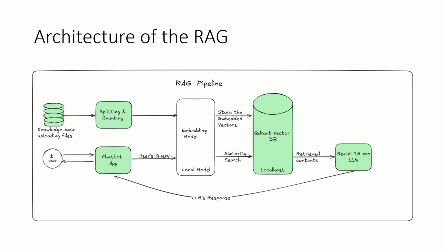Whenever the user uploads a PDF, this is the knowledge base. The PDF is split and chunked, and then embedded by the embedding model. After embedding, the vectors are stored in the Qdrant vector database. We picked Qdrant to store the vectors, so it's not just an in-memory database; it stores the vectors on disk.